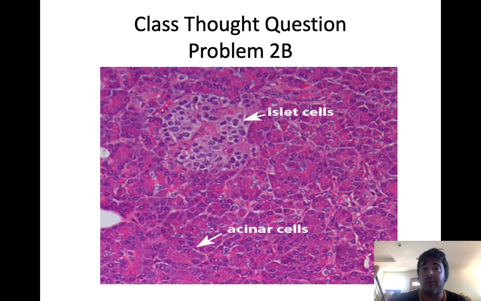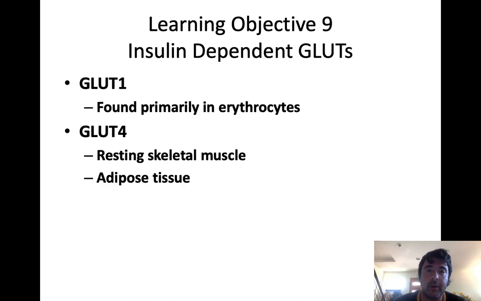But bottom line here is the classical symptomology is polyphagia, eating too much, polydipsia, drinking too much, and polyuria, which is urinating too much. So now we're on learning objective 9, and you've done that little case study. And we're going to distinguish between insulin-dependent and insulin-independent GLUTs.